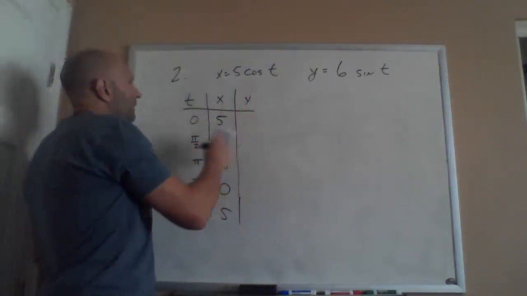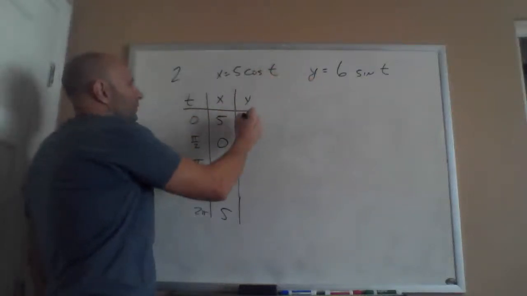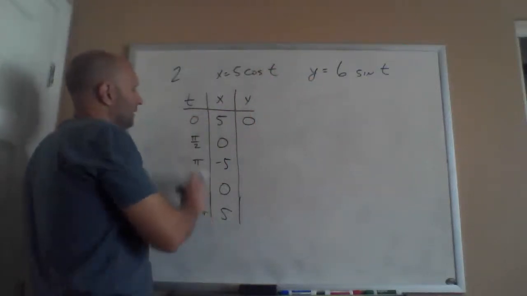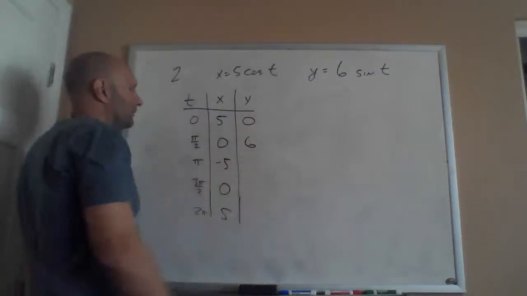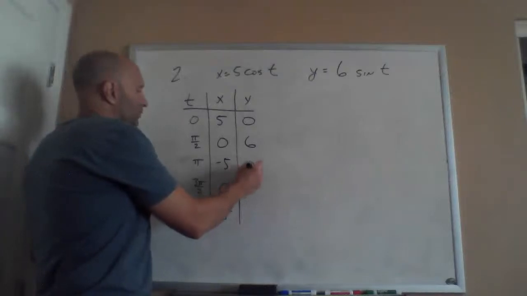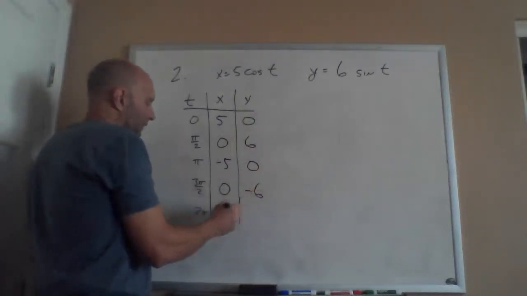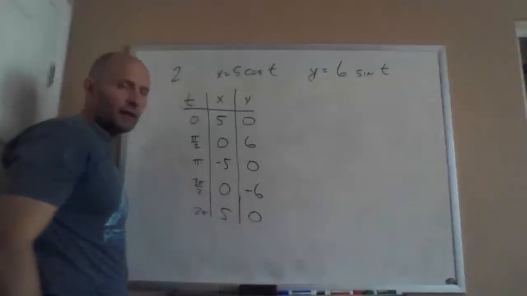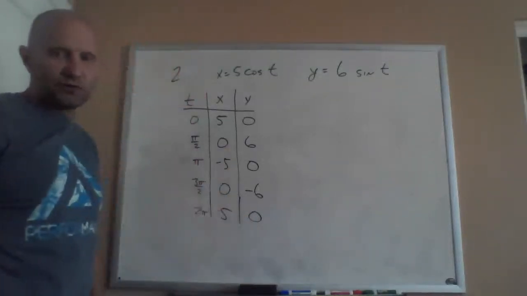For y, same idea, but now we're plugging into that equation. Sine of 0 is 0, so this is 0. Sine of pi over 2 is +1, 6 times 1 is 6. Sine of pi is 0. Sine of 3 pi over 2 is -1, so this is -6, and then 0 again. So if you're building a table of values, this is what you should get.